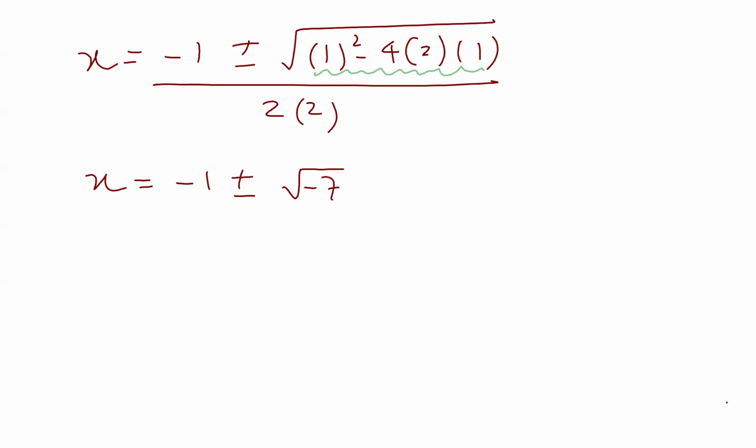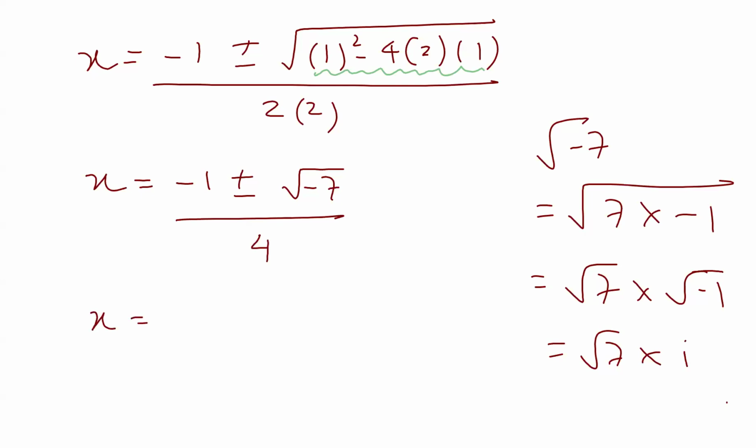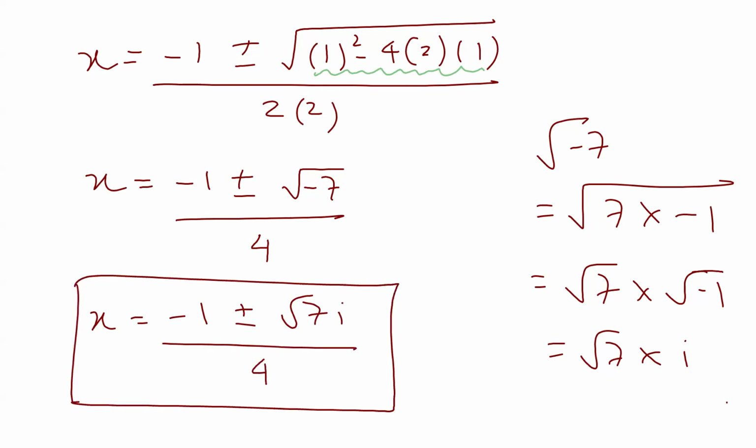Now root of minus 7, it is a complex number. You all know this. You all have learned complex numbers as well. Okay. So root of minus 7 can be written as root of 7 into minus 1. That is root of 7 into root of minus 1. And root of minus 1 is i. It is called as imaginary unit. Okay. So this root of minus 7 in the next step, I'm going to write it as root 7i upon 4. So these are the values of x.